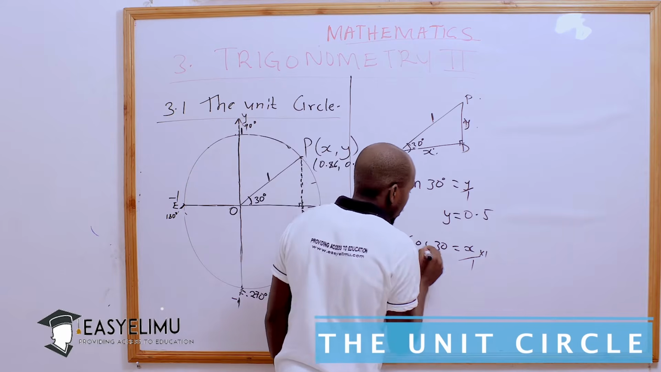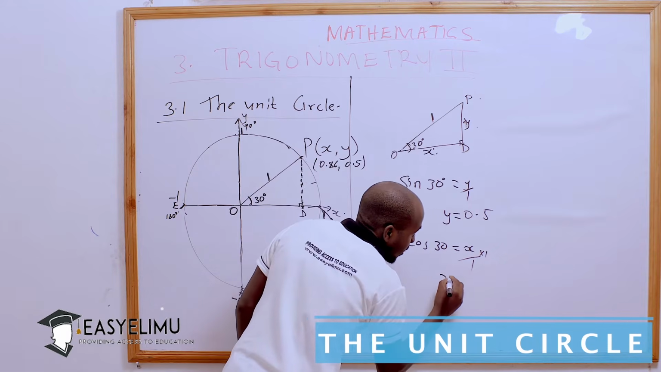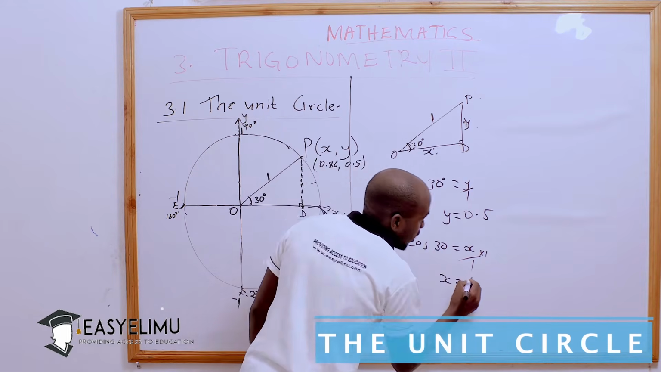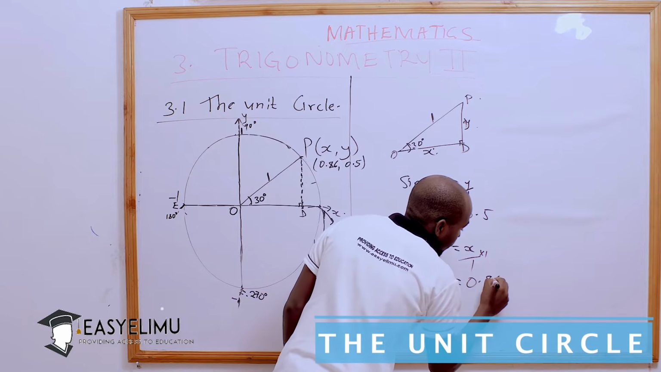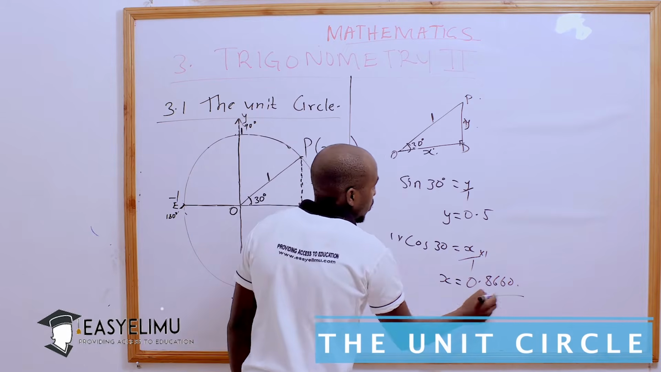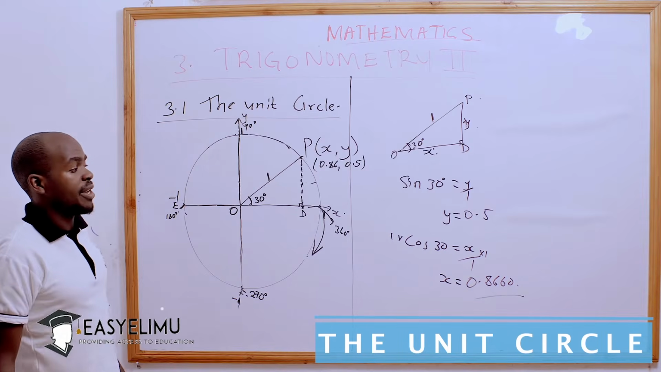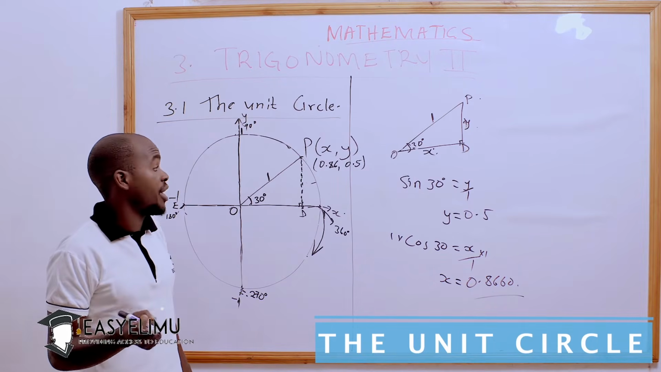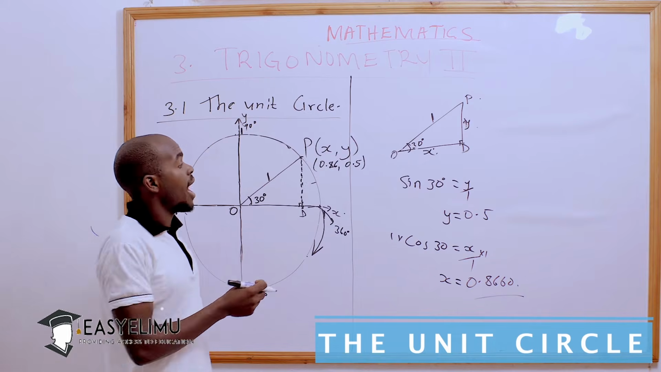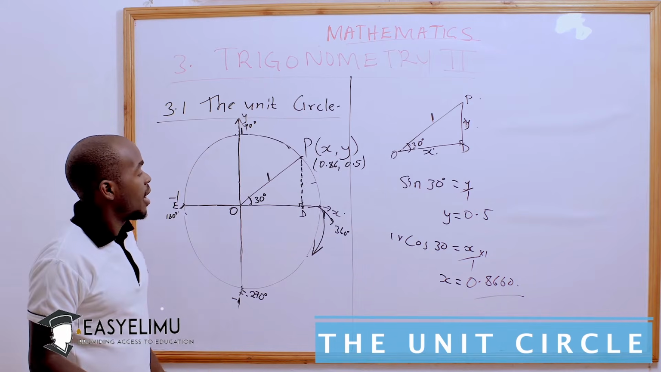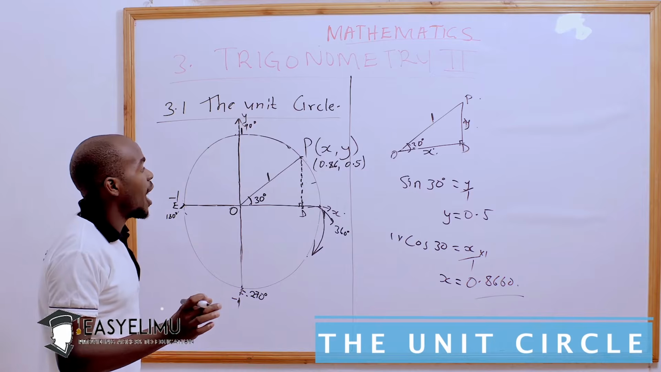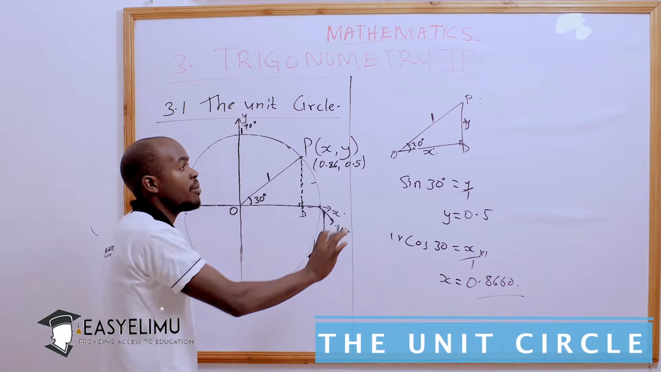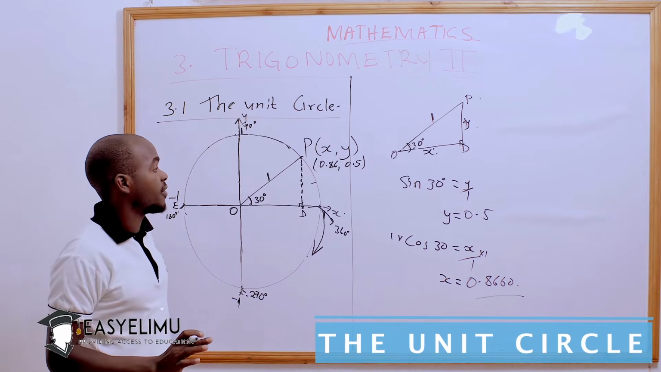So if we multiply by 1, you will get that x equals the cos of that angle, and that is going to give you 0.8660. So that is what we are finding. If you compare that with what you get from a Cartesian plane, you will identify that the angle given here extends to a coordinate which can be calculated as we have seen.